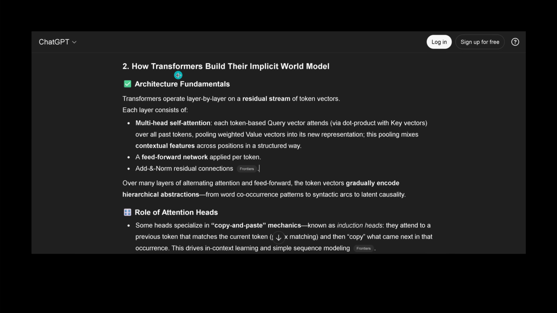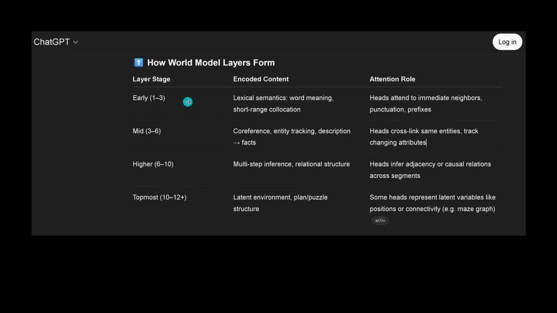How transformer architectures build the implicit world models, operating layer by layer. You have the multi-head self-attention, you have your feed-forward network, and you know that among the attention heads we have a specialized attention head. We call those induction heads. And then you get the first piece of information that is interesting. You say, okay, so how do the world model layers form, because we are specifically on a layer structure. So we have the first insight.